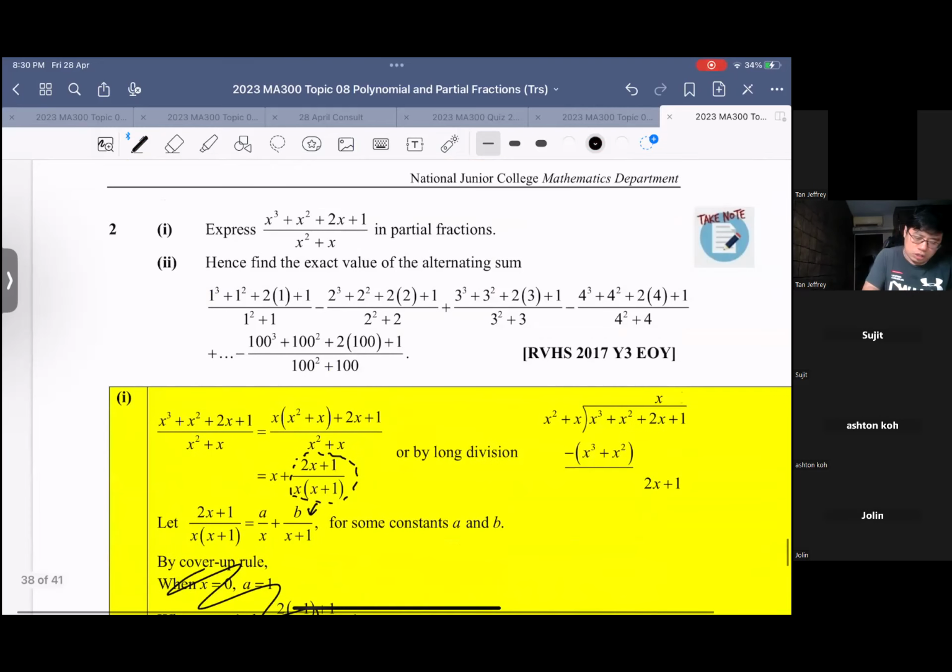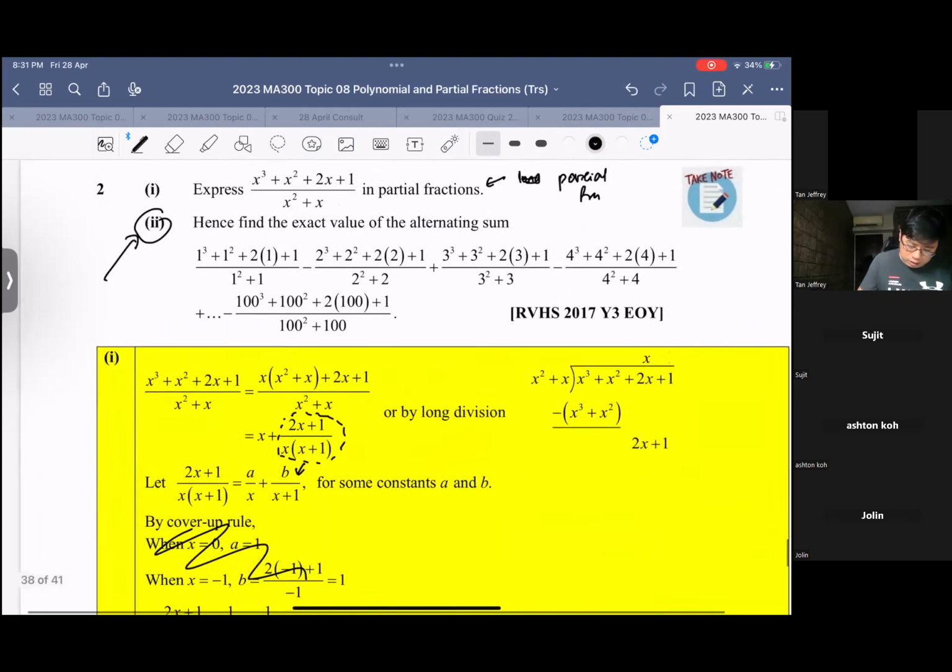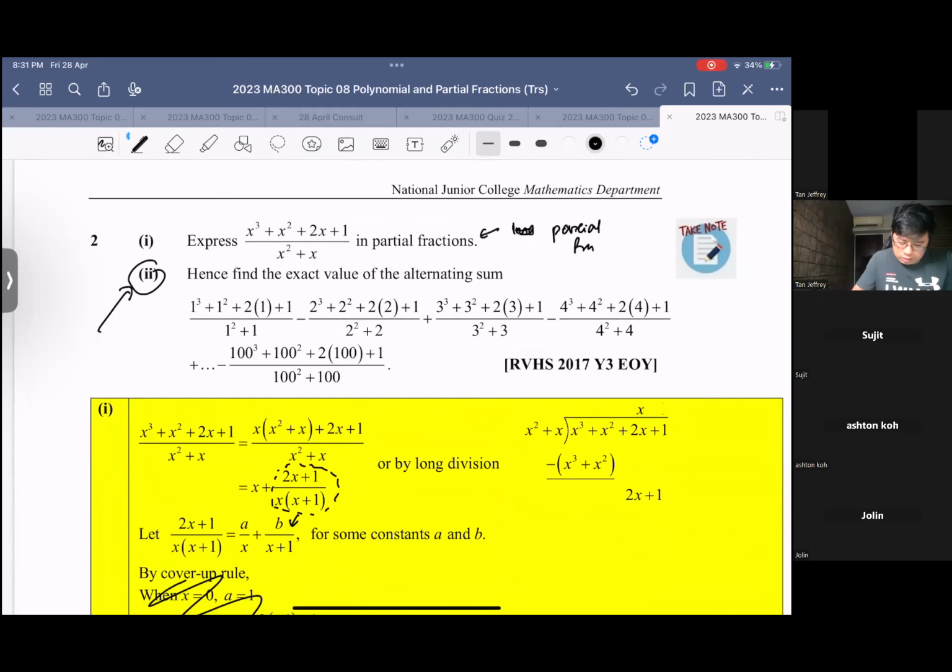Now the challenging part is part two. Part one is basically normal partial fraction. After which, this is the part where it is not easy. So let me see if I can break it.